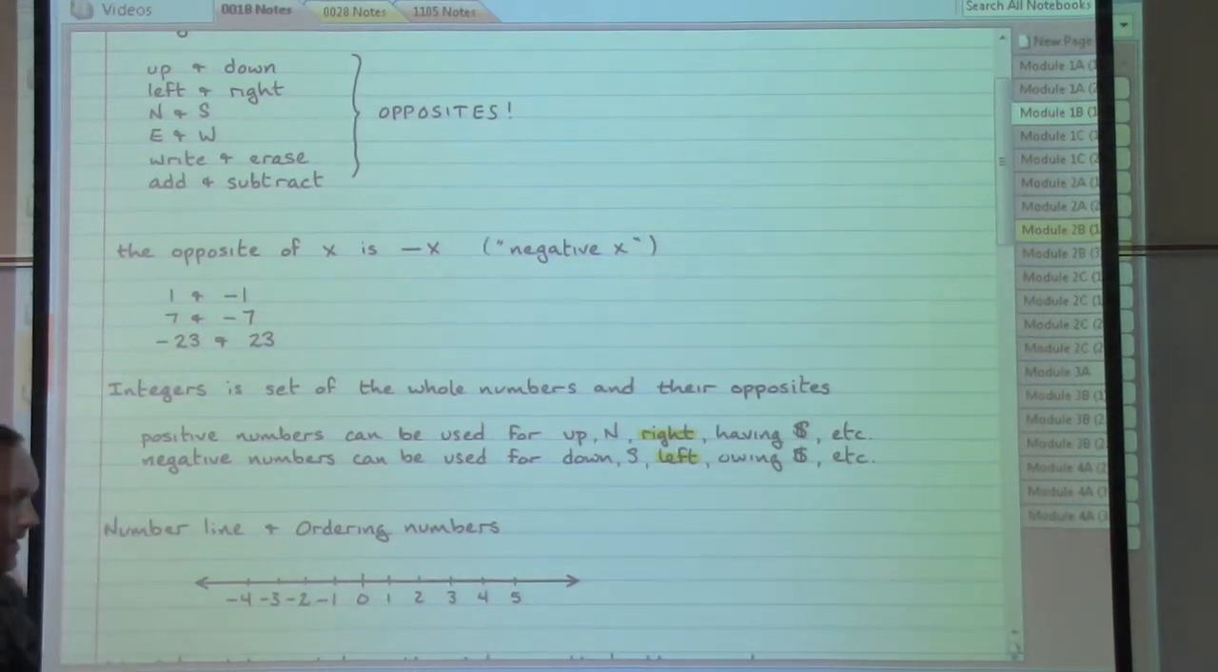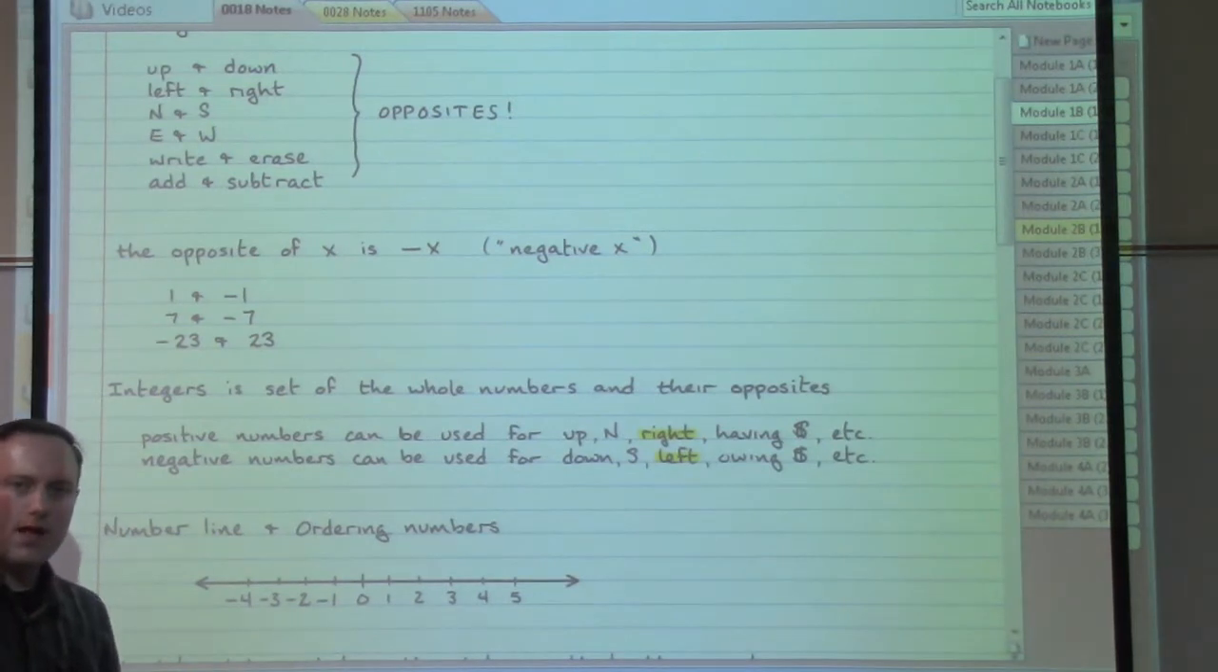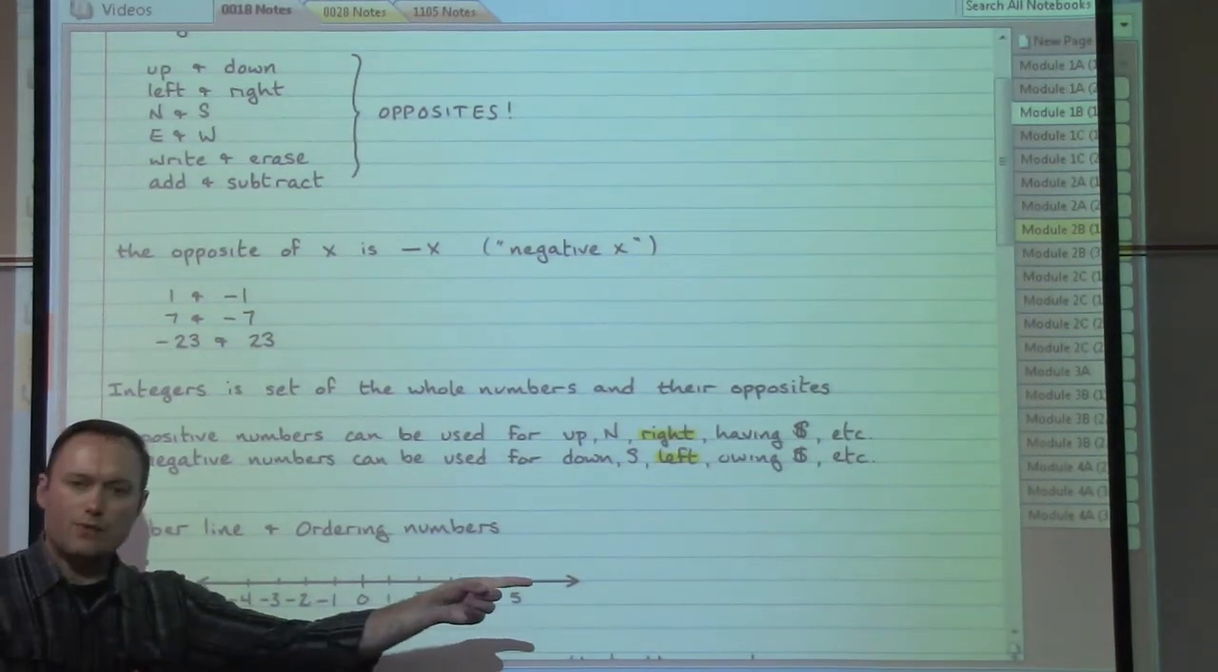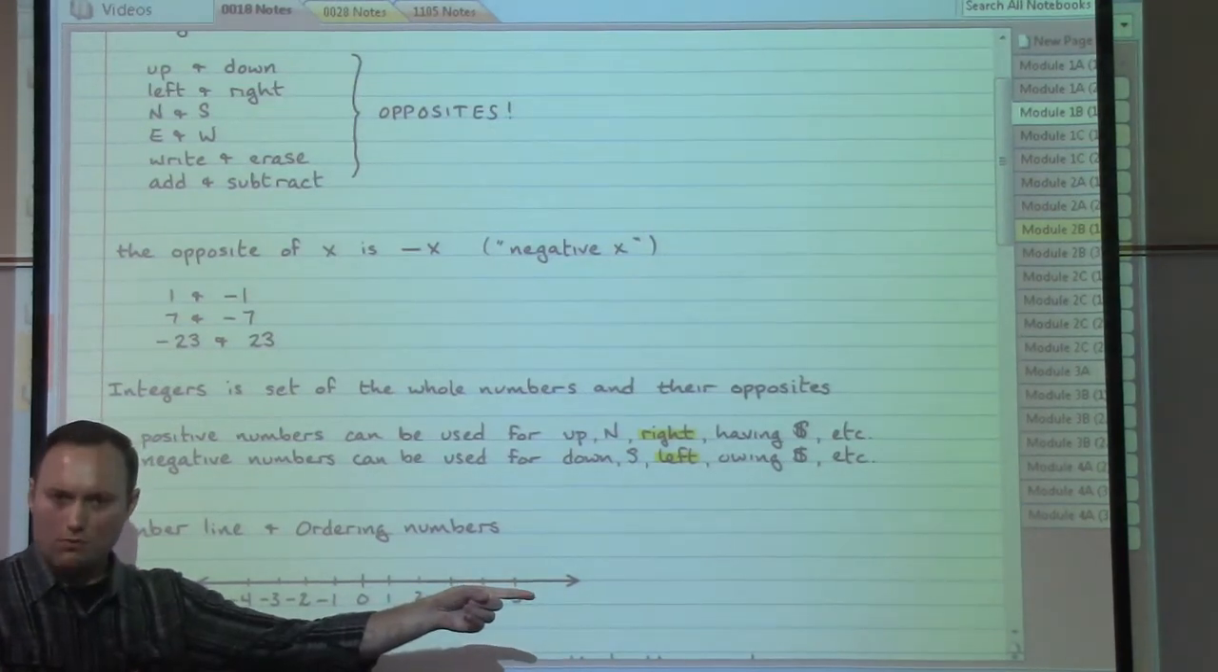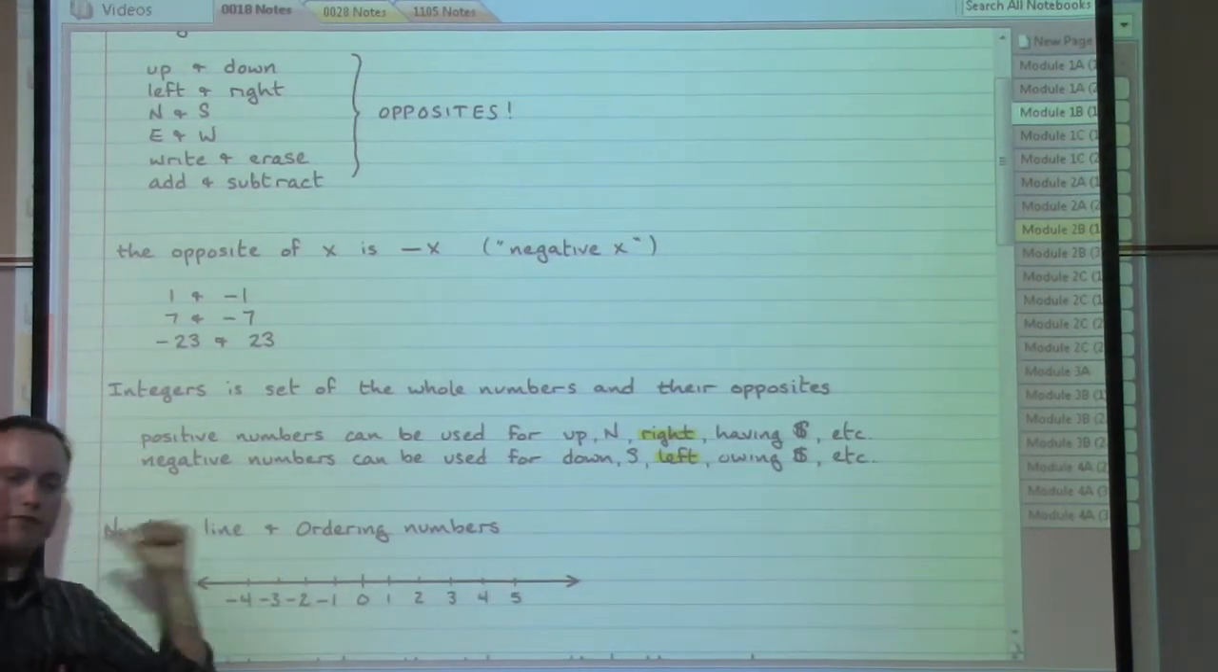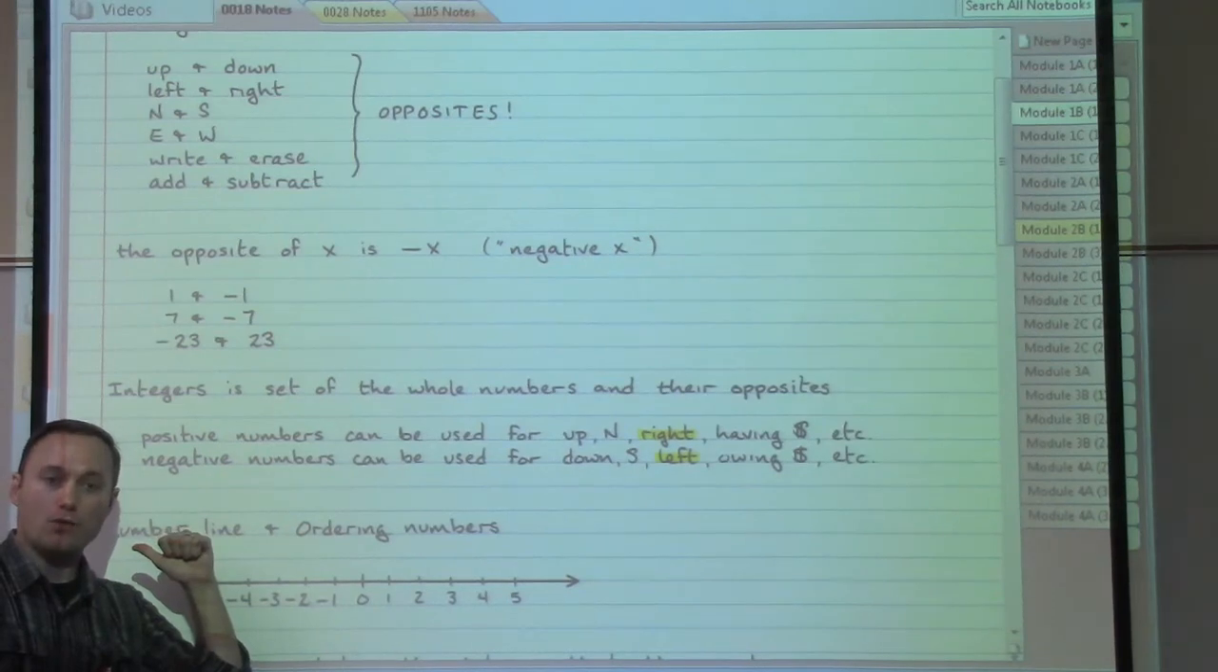So we have that basic way of presenting things on a number line and that basic kind of ordering idea. The further to the right that we go, the bigger we get, normal. The new part, the further to the left we go, the smaller we get.